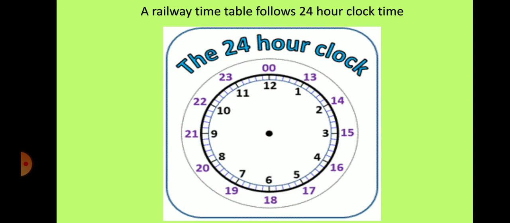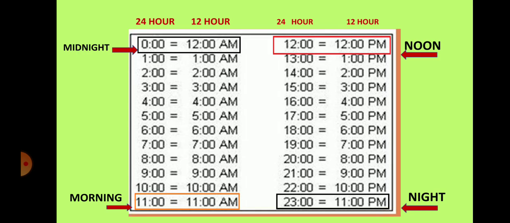You have learnt about 24-hour clock time in your maths classes. This is a chart showing the 24-hour clock time and 12-hour clock time. In 12-hour clock time, AM and PM is marked, whereas in 24-hour clock time, the time is shown from 0 to 24. Here, AM or PM is not marked. For example, 11 PM at night is written as 23.00 hours in 24-hour clock time. 1 PM afternoon is written as 13.00 hours in the 24-hour clock.